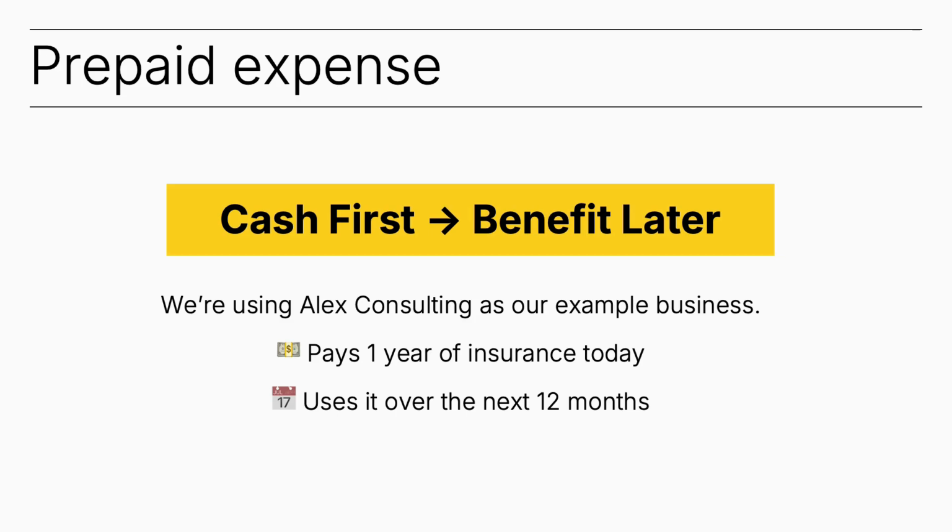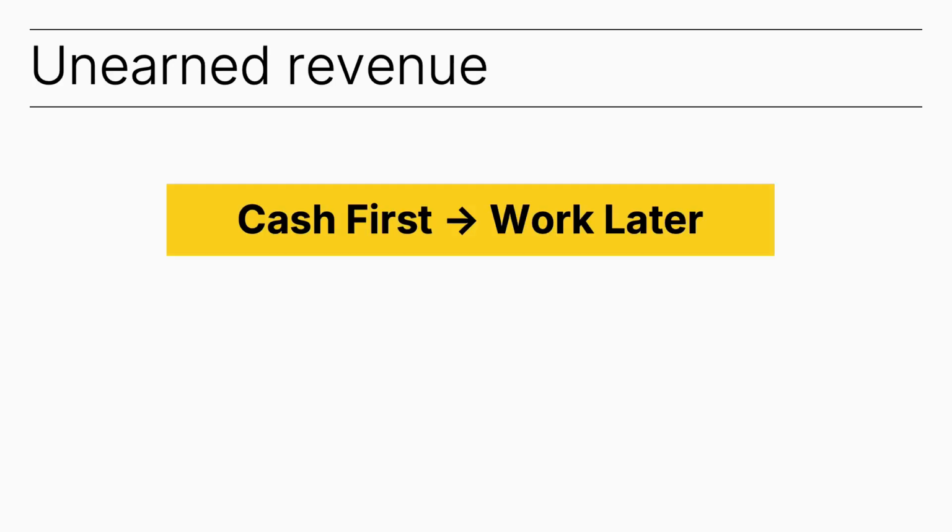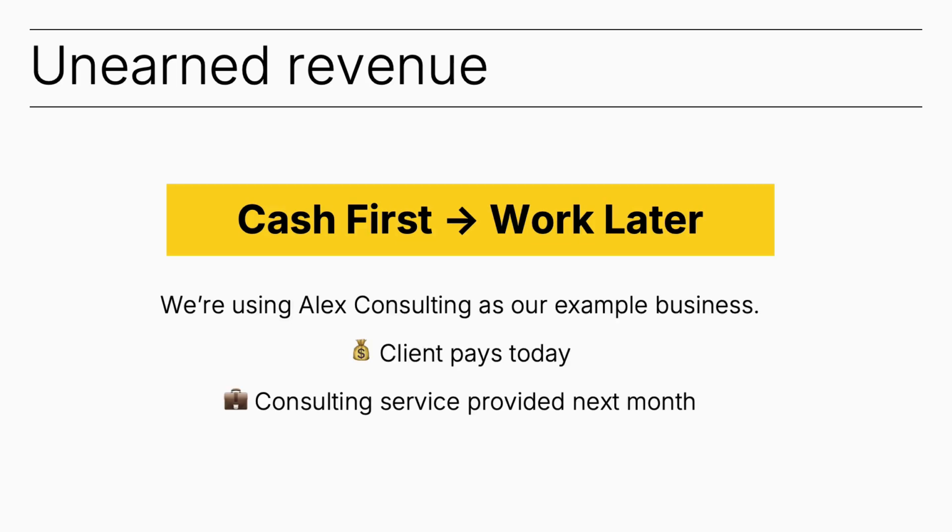Now let's look at the final type. Unearned revenue. Here, money comes first as well. Then, the service is provided later. Let's say Alex Consulting receives payment before the consulting work is done. Even though the cash has already been received, the revenue isn't recognized yet because the service hasn't been provided. The revenue will only be recognized once Alex Consulting completes the consulting work. So the pattern is money first, service later.